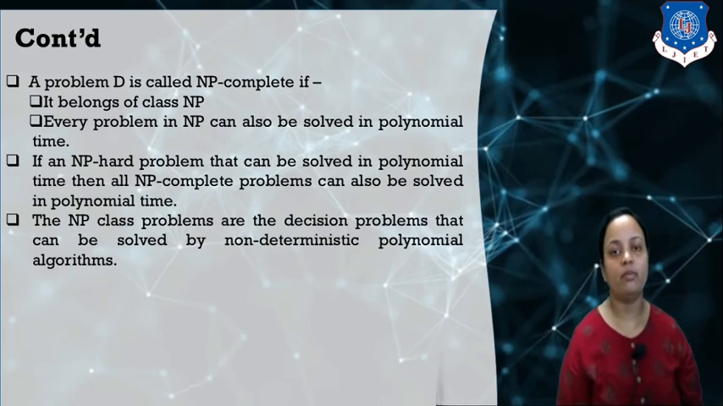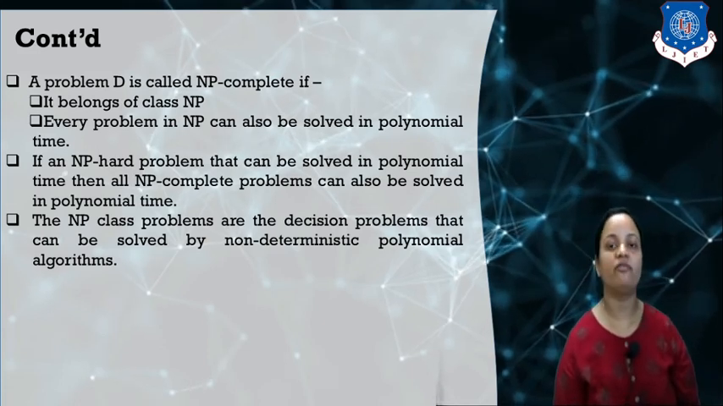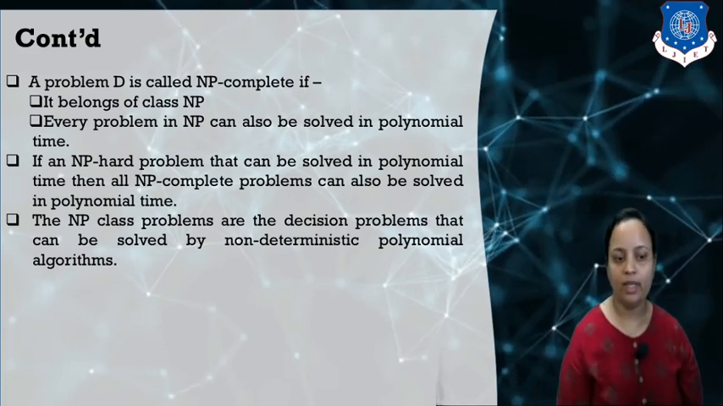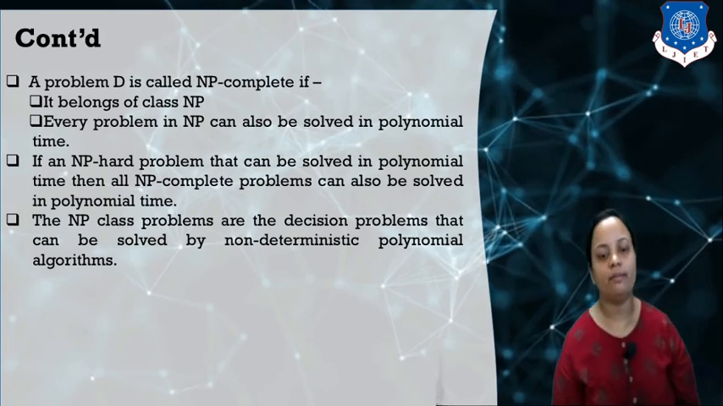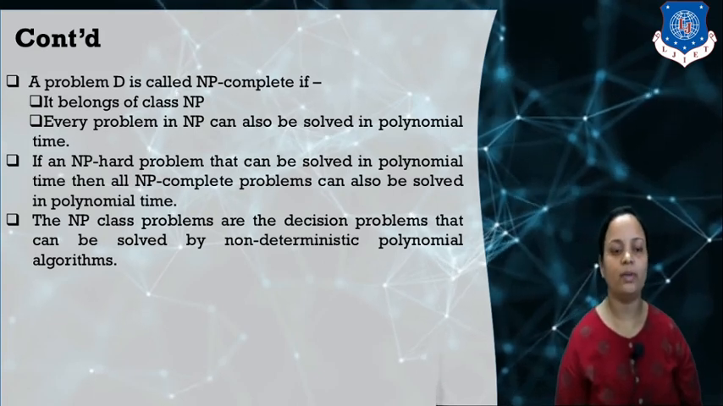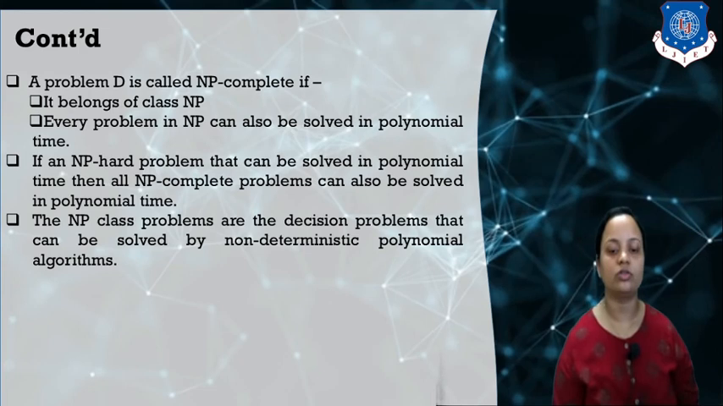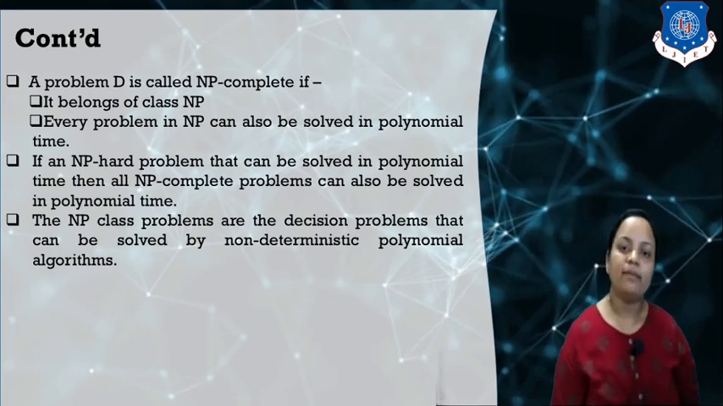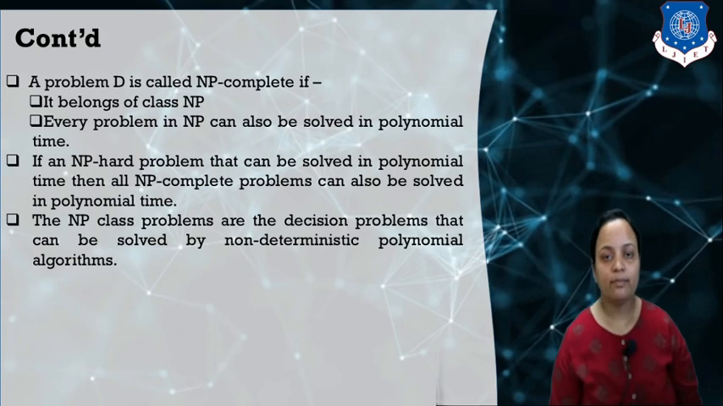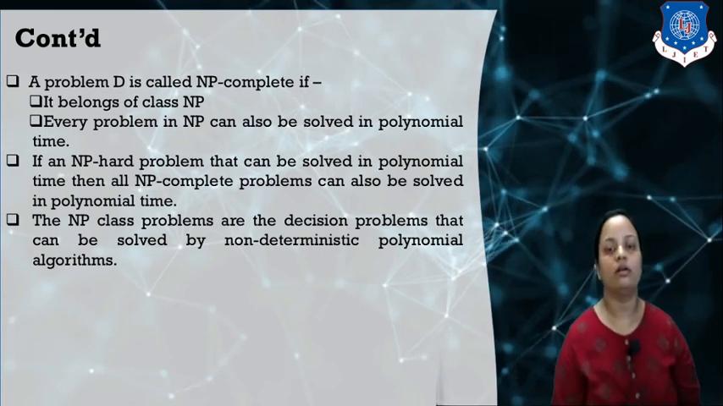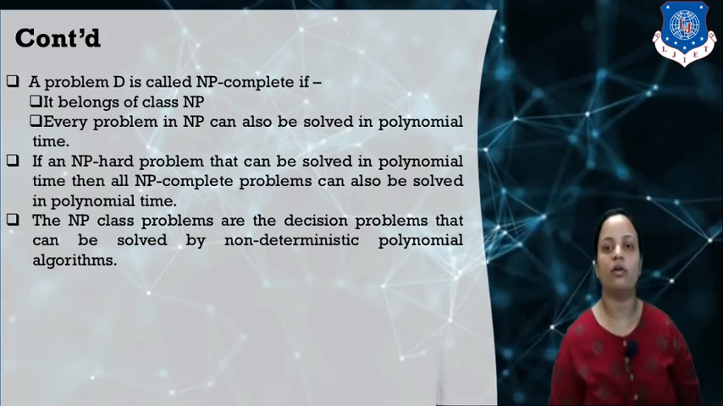Now next is NP complete. We can say that a problem D is called NP complete if it belongs to class NP and every problem in NP can be reduced to it. If any NP complete problem can be solved in polynomial time, then all NP problems can also be solved in polynomial time. The NP class problems are the decision problems that can be solved by a non-deterministic polynomial algorithm.